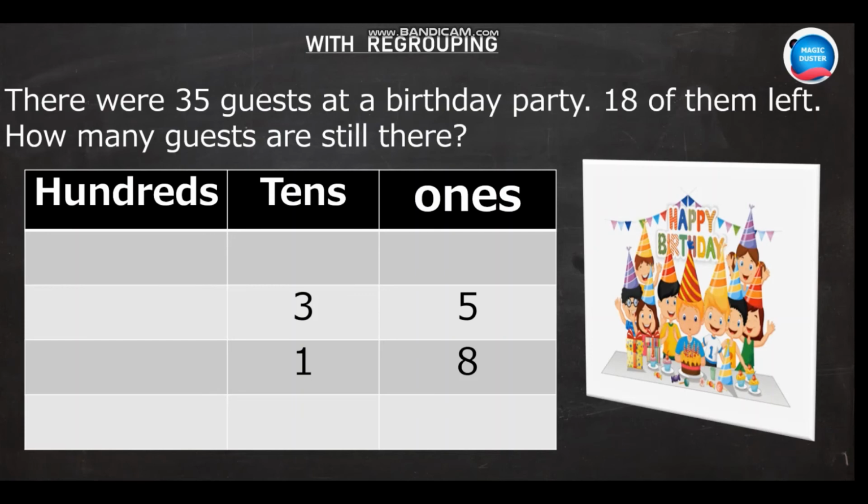So if I start with the ones column, 5 minus 8, we cannot do it. Surely we can't. So I'm going to do the borrowing. My next neighbor tens is 3. He gave one currency note, so he will turn into 2, and already I have 5. If I got 10, it will become 15. 15 minus 8 is 7, and 2 minus 1 is 1. So how many guests are there? Yes, 17 guests are still there.